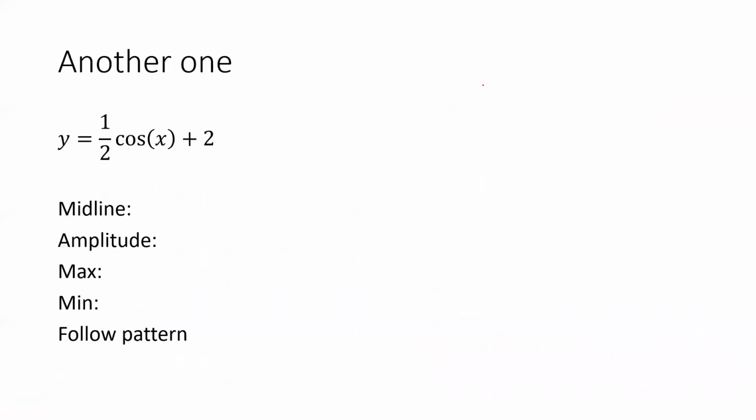All right, we are going to graph another one, this time a cosine function. This one is on your note sheet. It is going to be the last one on this second page. So if you are following along on that note sheet, this is where you would graph this one. So y equals 1/2 cosine of x plus 2.